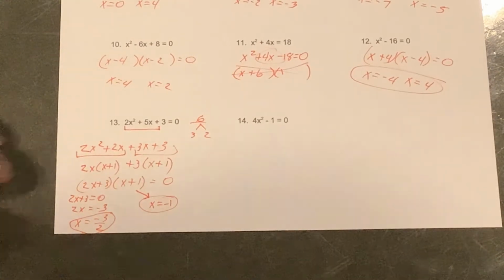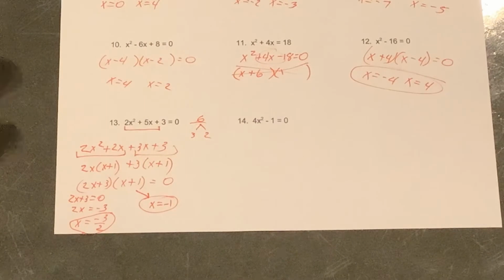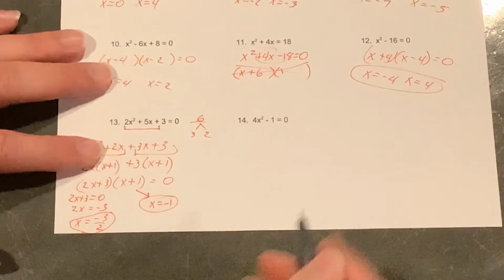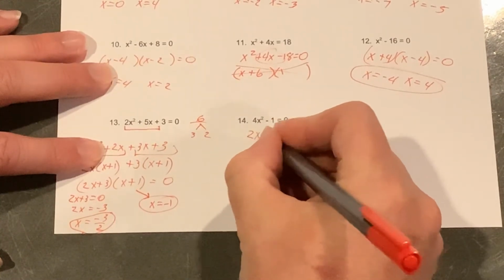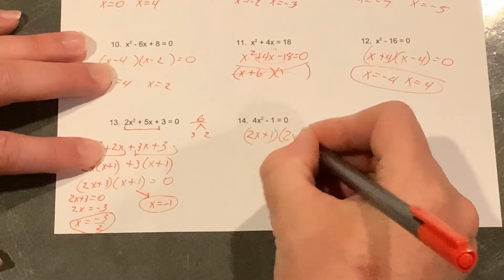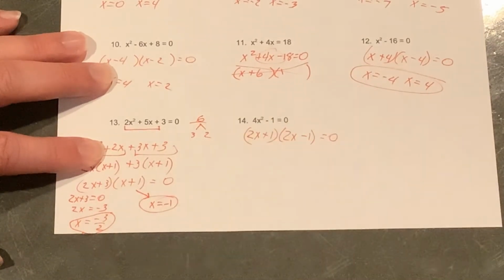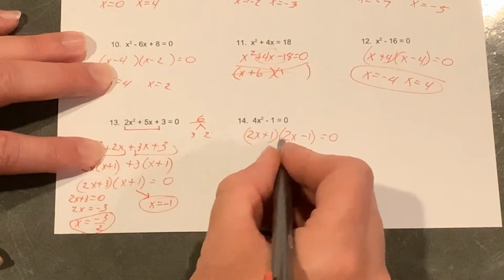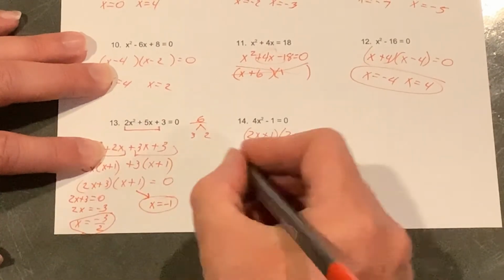Okay? All right, last one of these, 14, you could add 1, divide by 4, get a fourth. All right, and then take the square root and get plus or minus a half. Or we could solve by factoring and get 2x plus 1 and 2x minus 1. That is the difference of two squares. Again, there's this 2 in front, so we just can't take the opposite of the factor.